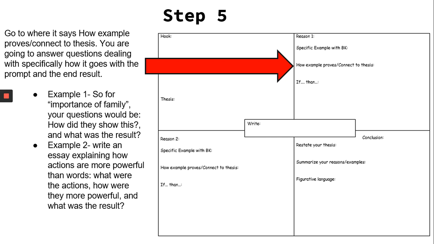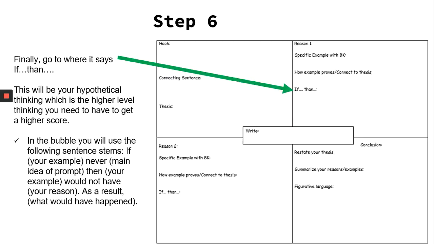So for importance of family, your questions would be, well, how did they show this? So how did your example show this? And what was the result? So how did they show that family was important? What was the result? Finally, go to where it says if, then.